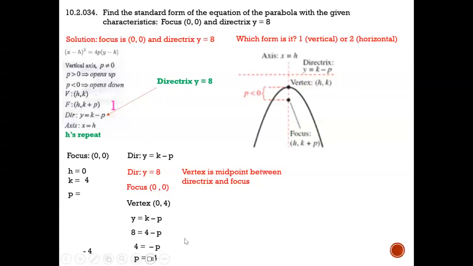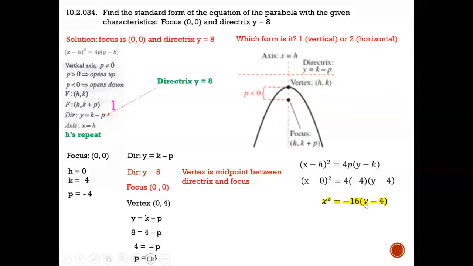Okay. So now, let's plug in the values, right? So my h is 0, my p is -4, and my k is 4. We plug everything in. So we're going to get x squared equals -16(y - 4). So this is the standard form of the equation of the parabola that we're looking for.